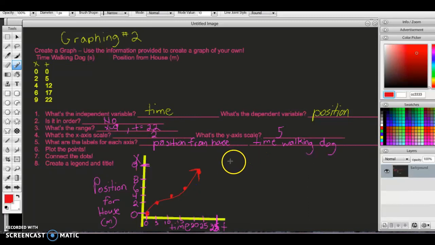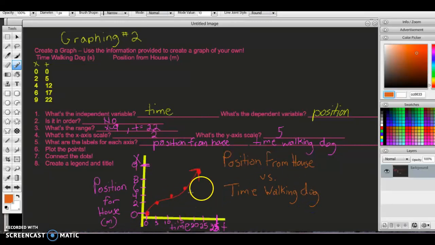And our legend is going to be called position from house versus time walking dog.